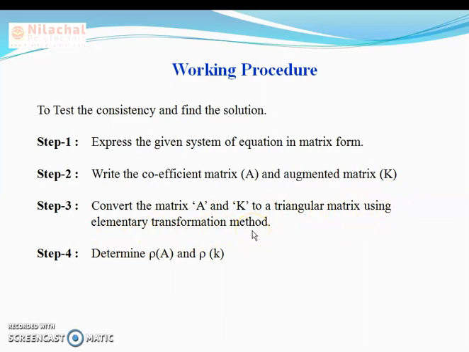Already we have completed this in rank. To find the rank, we use row operations, meaning the elements below the diagonal must be 0, and to make them 0 you use various row operations. So step 3 means you have to find the rank of A and K. Then step 4, determine the rank of A and the rank of K.